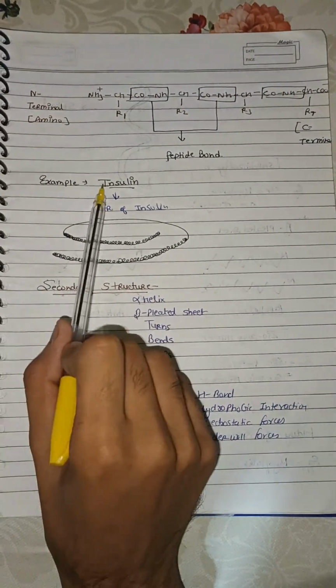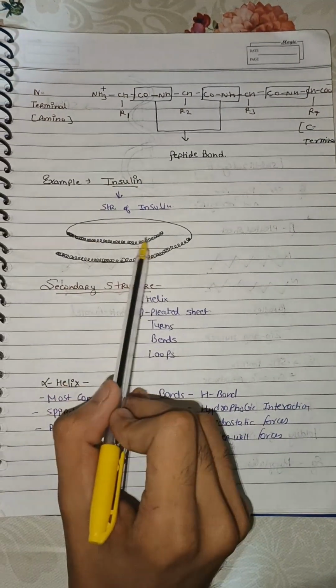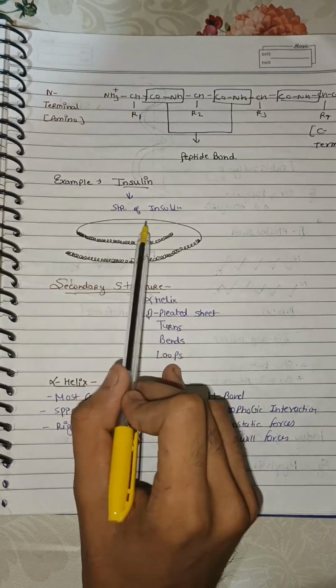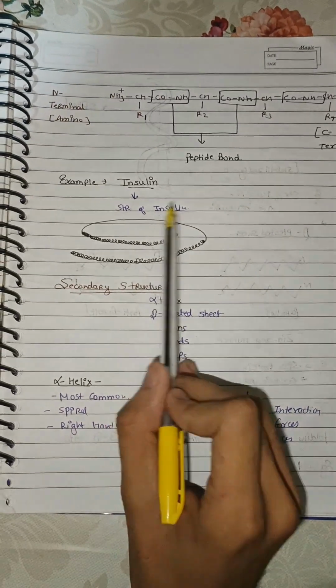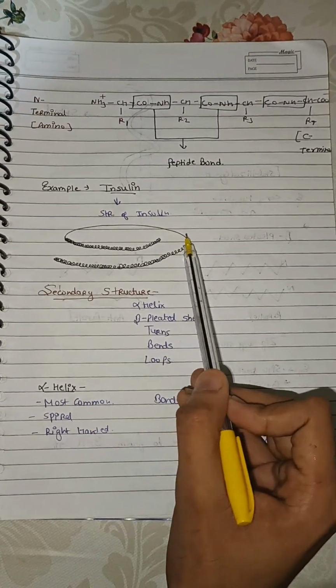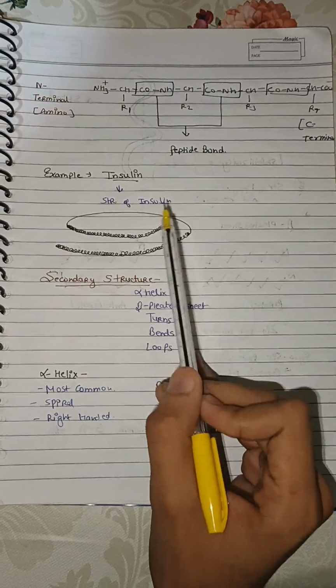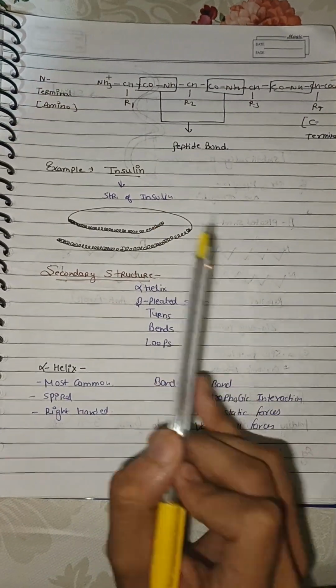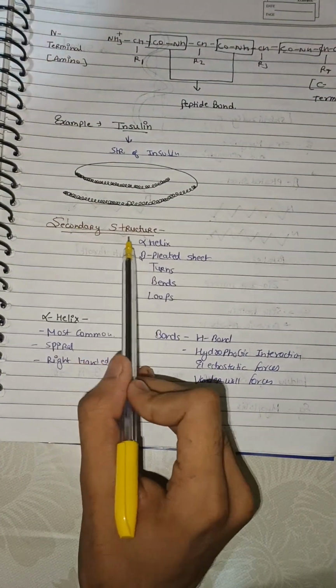The example of primary structure is insulin. Insulin has two chains, A chain and B chain. Both chains are connected by C peptide. In immature insulin, the C peptide is broken down, and mature insulin forms with only two chains, A chain and B chain.